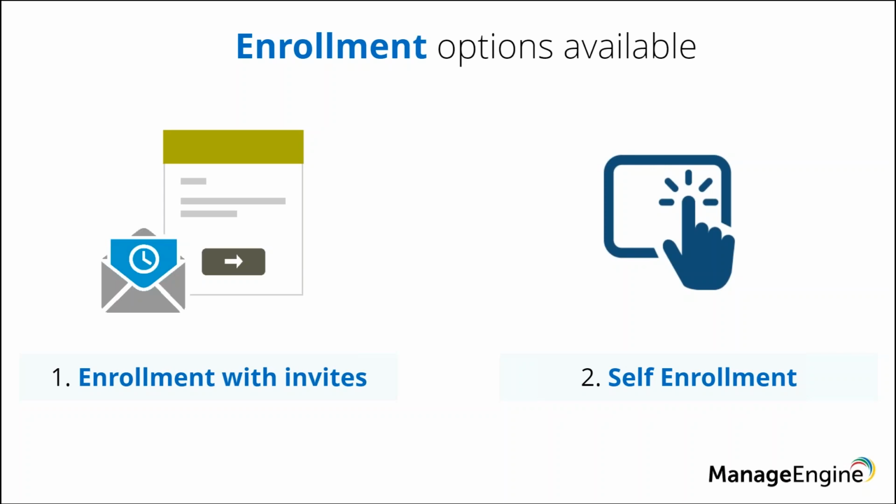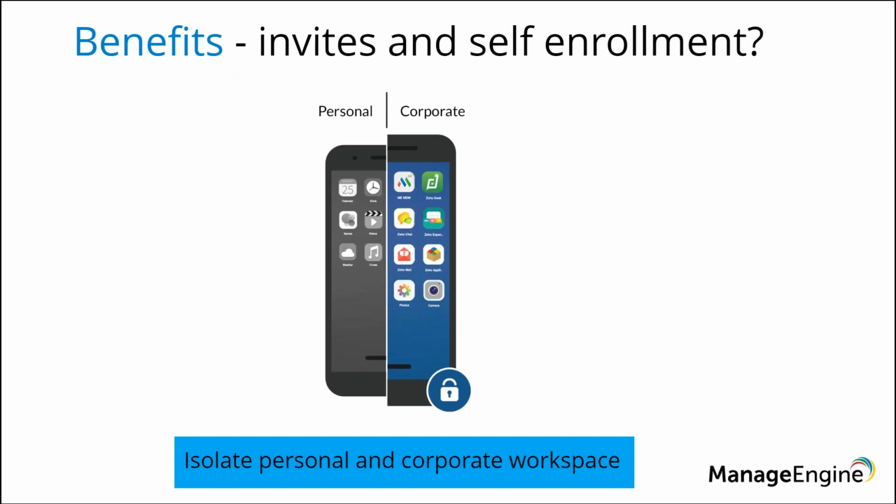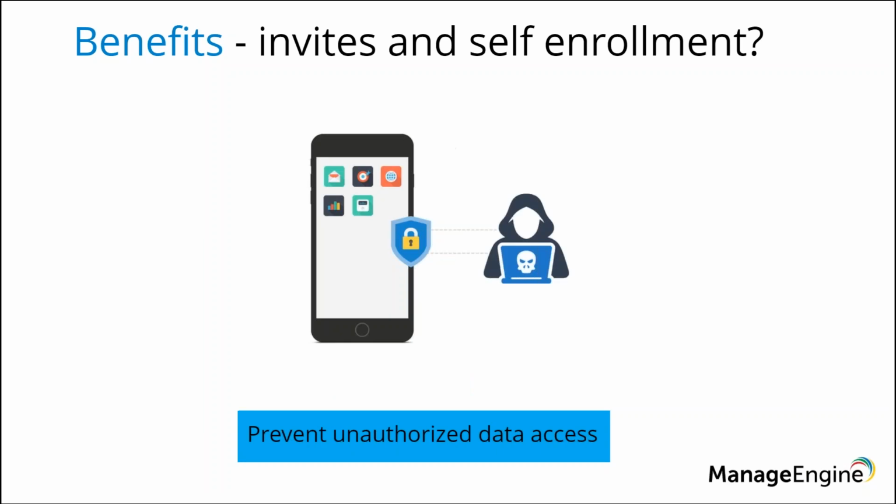When it comes to personal devices, we have two enrollment options that are available. One would be enrollment with invites, and the second option would be self-enrollment. Now, what are the benefits when you go for a self-enrollment or an email invite enrollment? You can first isolate the corporate space from the personal space in your mobile devices. You can also prevent unauthorized data access.